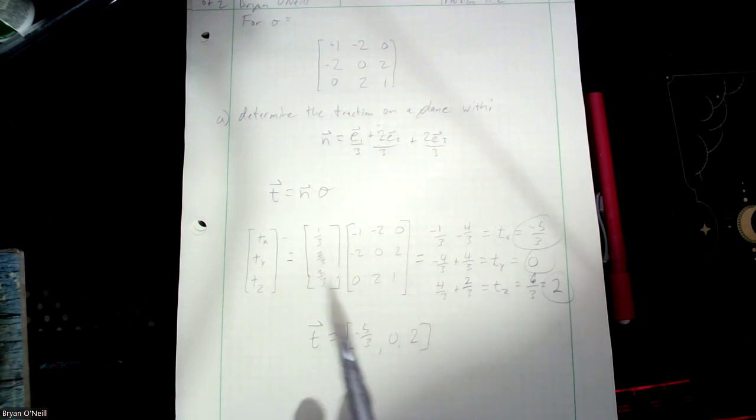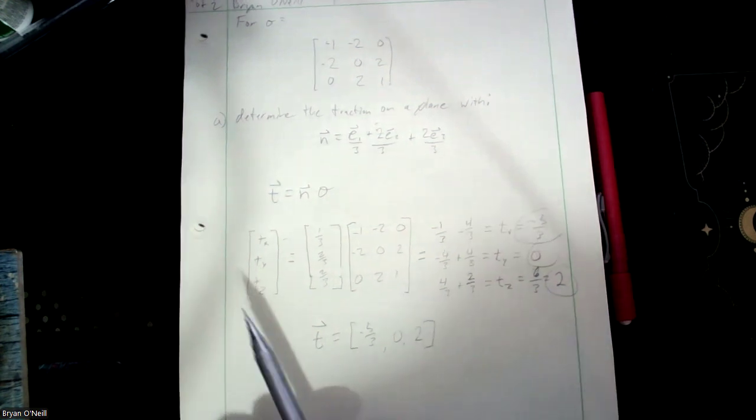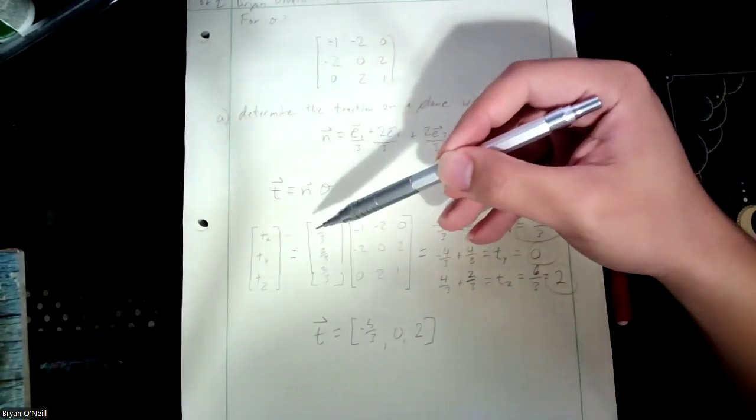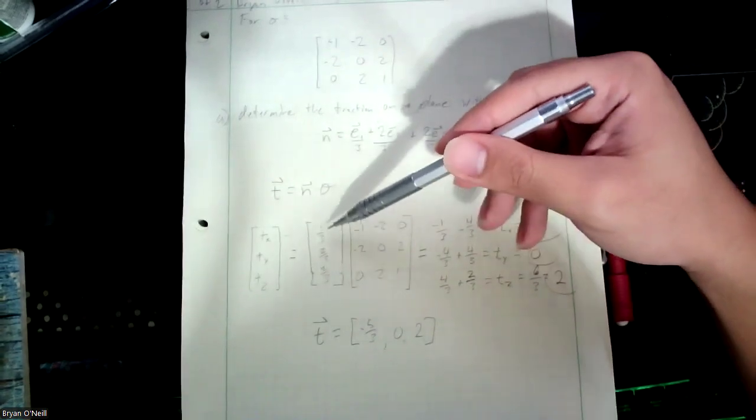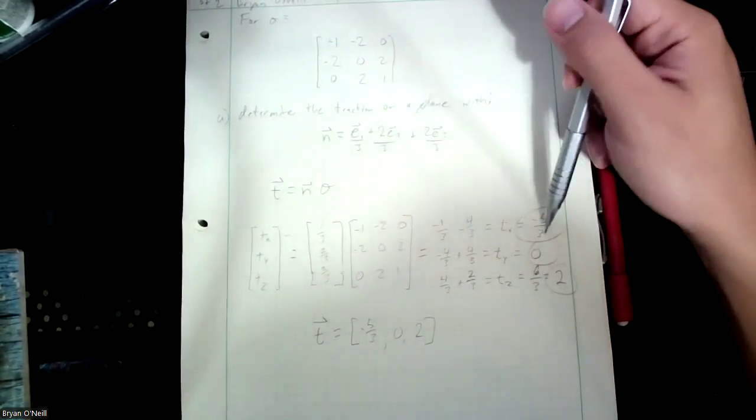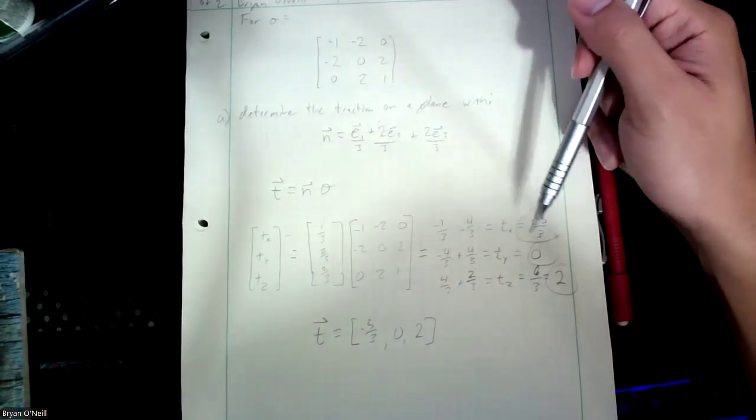which is quite easy to do. It's plug and chug at this point. So we have our first T component, our second T component, our third T component is equal to this times this times that, and we get this set of equations over here pretty much.